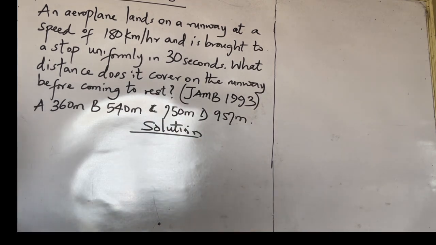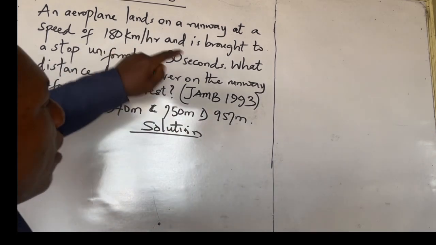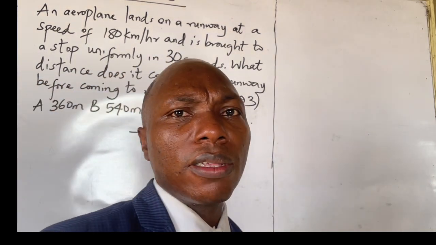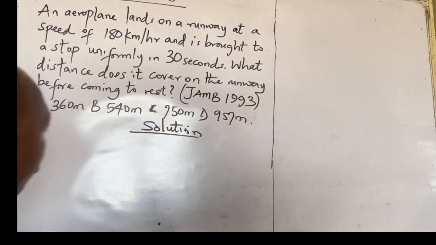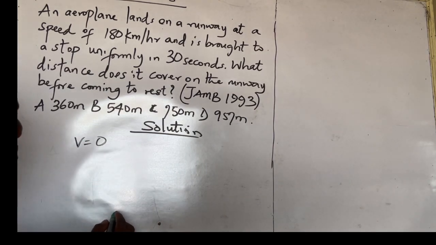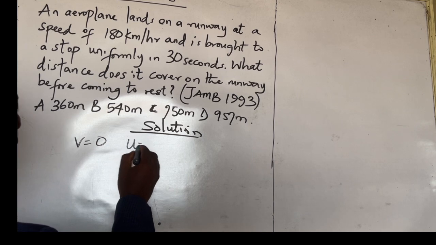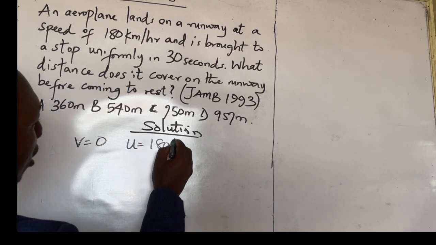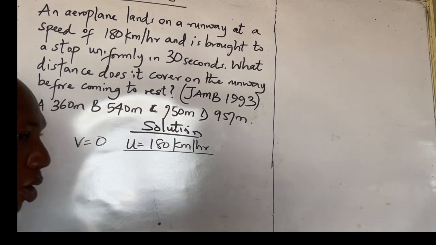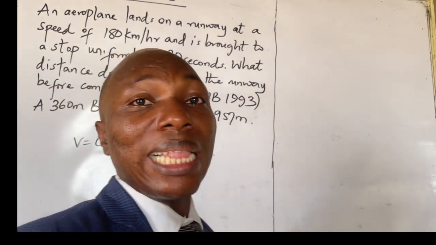So we have the data on the board. We have 180 km per hour. The body is not starting from rest, so our final velocity is 0 and our initial velocity is 180 km per hour. So we need to convert 180 km per hour to meters per second.